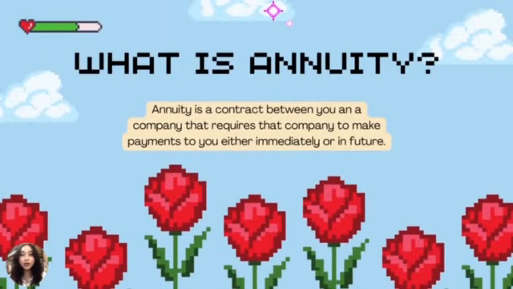The first thing that we're going to talk about is what is annuity. Basically, annuity is a contract between you and a company that requires that company to make payments to you either immediately or in future. Annuity also is a sequence of equal payments made at equal intervals of time. The payment is computed by the compound interest, which is known as annually, semi-annually, quarterly, or even monthly.